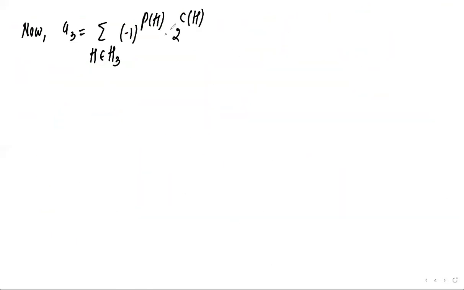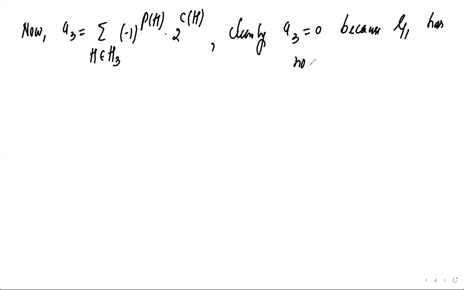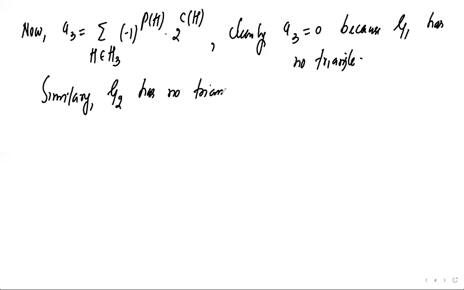So clearly A3 is equal to 0 because G1 has no triangle. Similarly, G2 has no triangle. Thus, B3 is equal to 0.